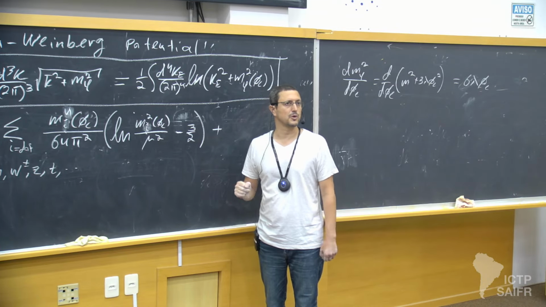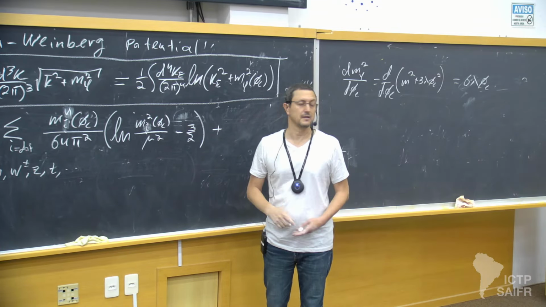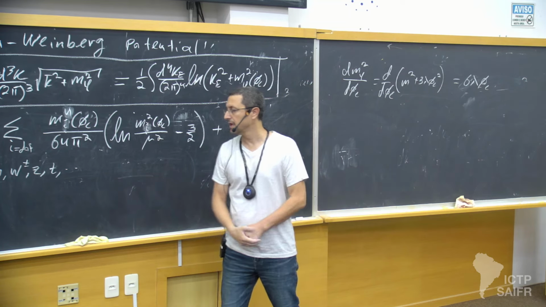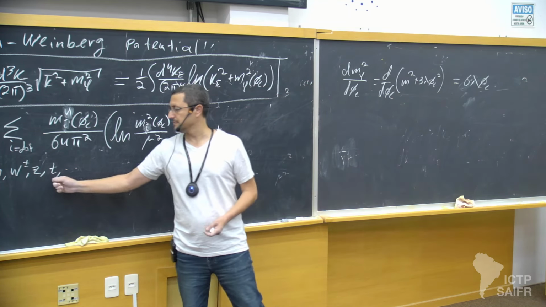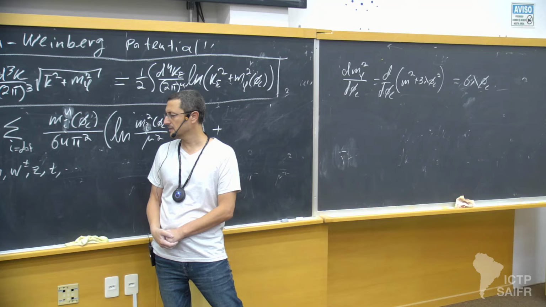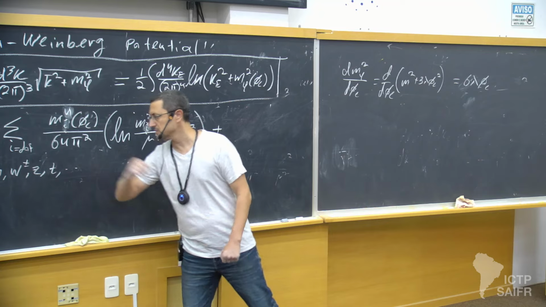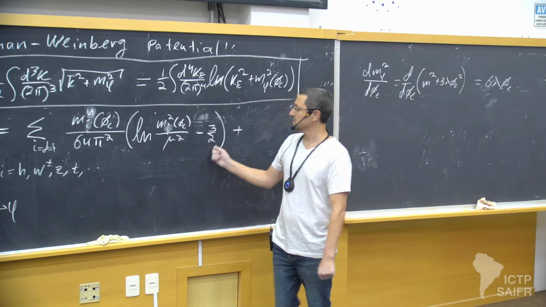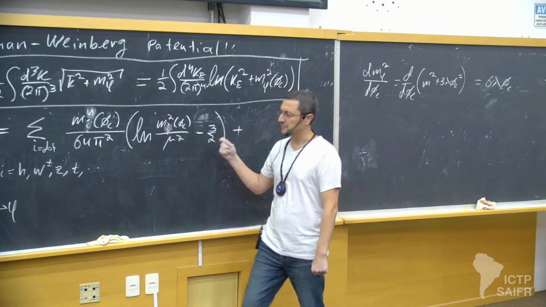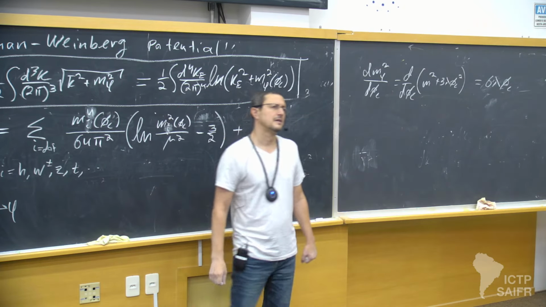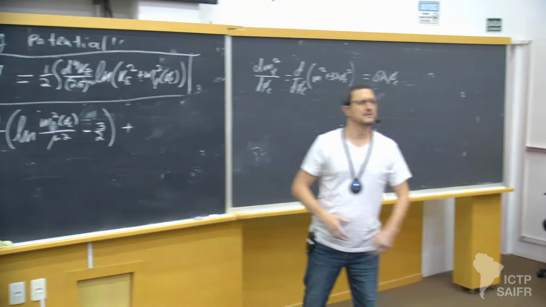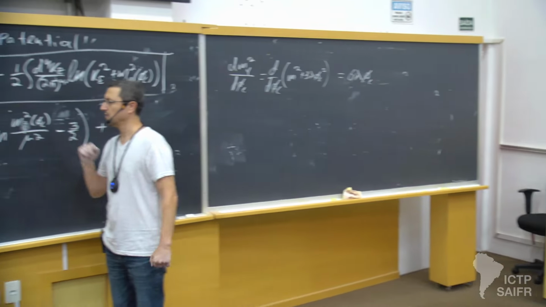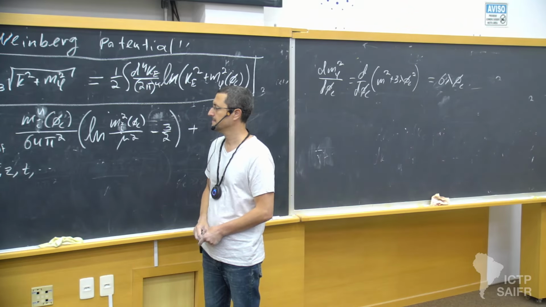That is not very important, and that is, again, scheme dependent. So, for example, in MS bar, fermions like the top field and scalar bosons like the Higgs have this factor 3/2. Vector bosons like the Z and the W have, I think, 5/6. It's a different number. It's not very crucial for us. This part is not very important.